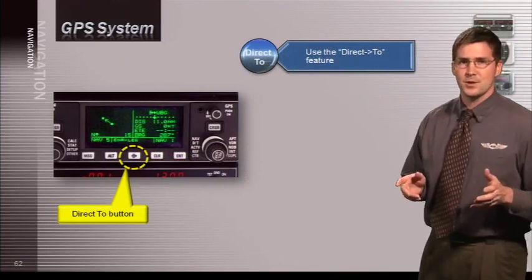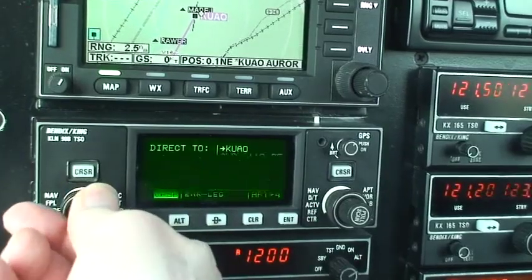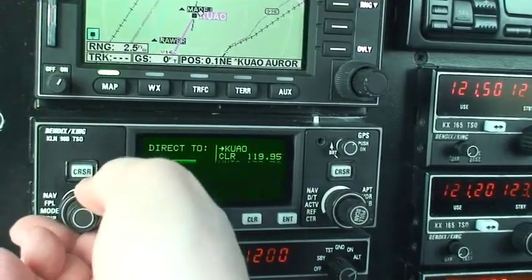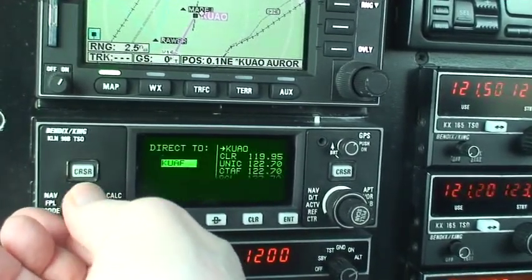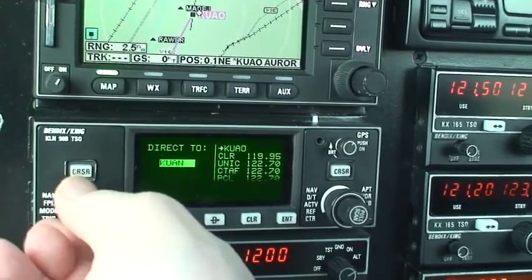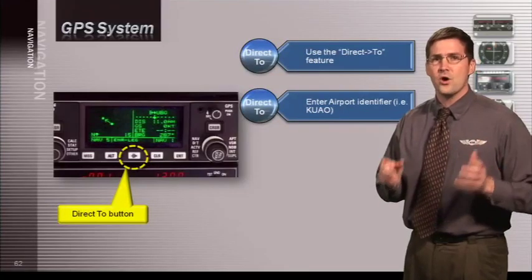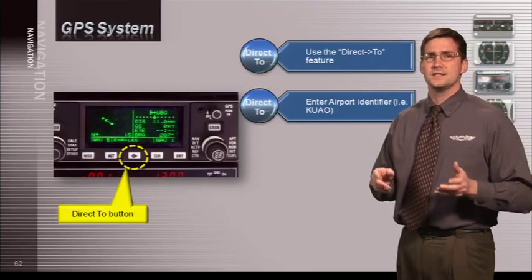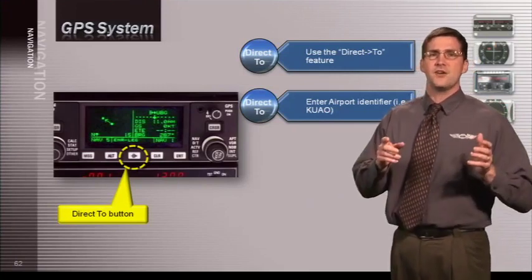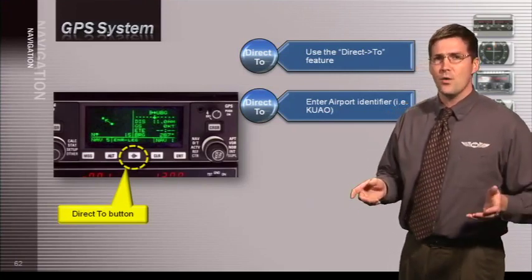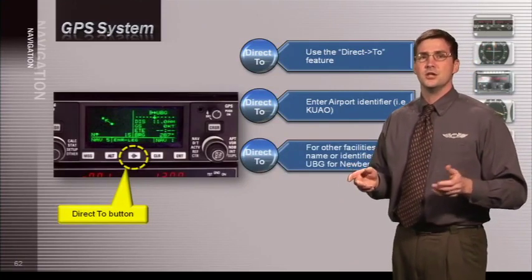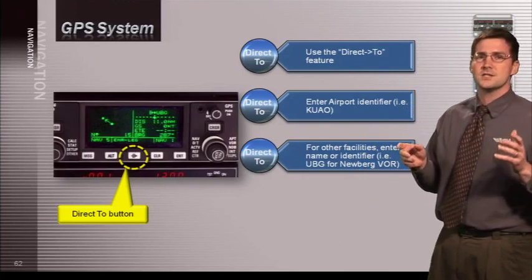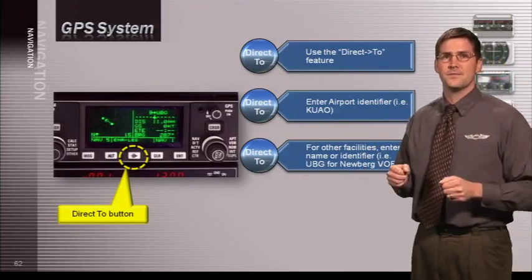After selecting this button, enter the airport identifier or navigational aid you want to go to. For airports with alphabetic identifiers, it is necessary to first input the letter K. Now note that this is only necessary when navigating towards an airport. If the identifier, say, is for the Newburgh VOR, in this case UBG, you don't have to use a K. You just enter UBG because Newburgh is not an airport.